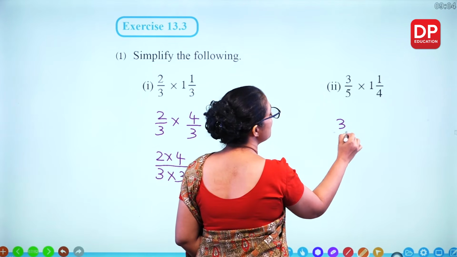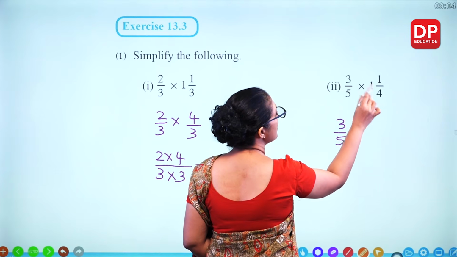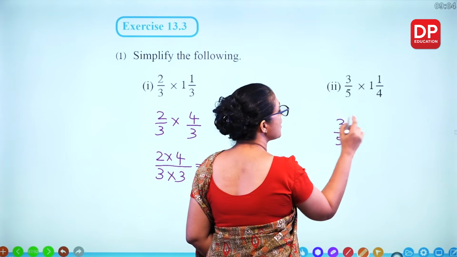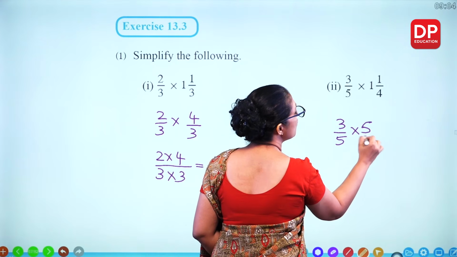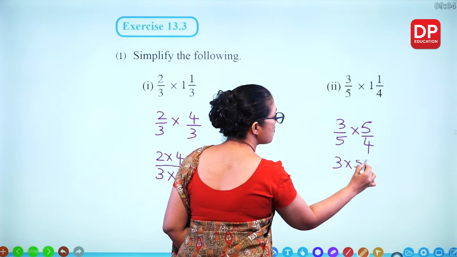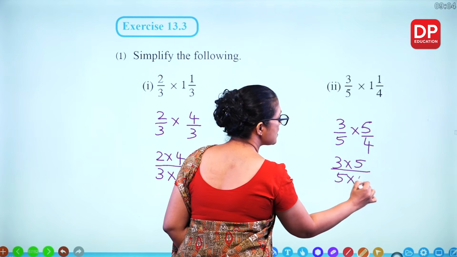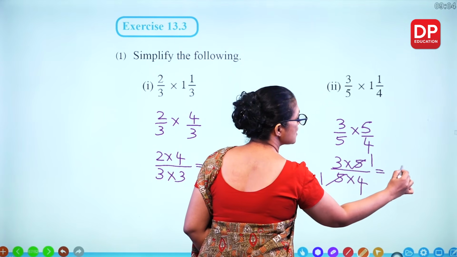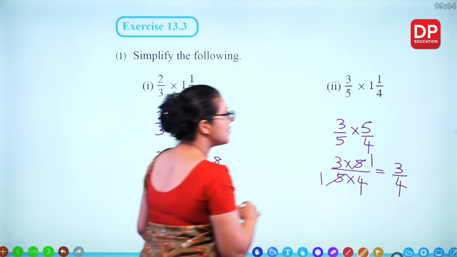This one, 3/5 multiplied by. Convert to improper fraction. 4 times 1, 4 plus 1, 5 over 4. Multiply the numerator separately, denominator separately. 5 get cancelled out. What's the answer? 3/4.